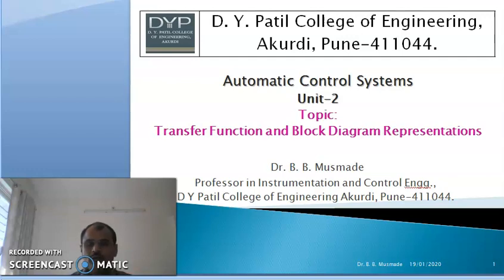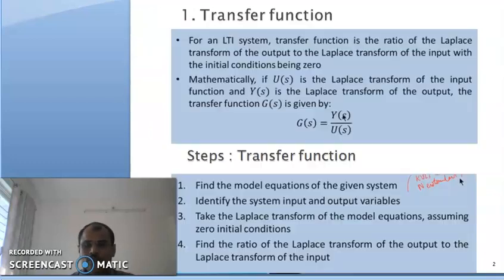Well, in this lecture we will discuss transfer function modeling and fundamentals of block diagram representation. We will begin with the definition of transfer function.